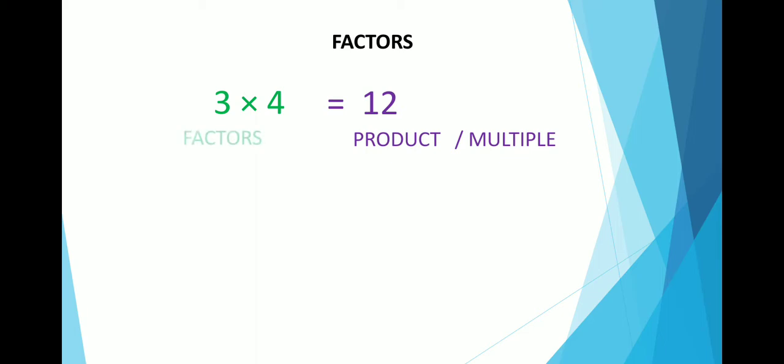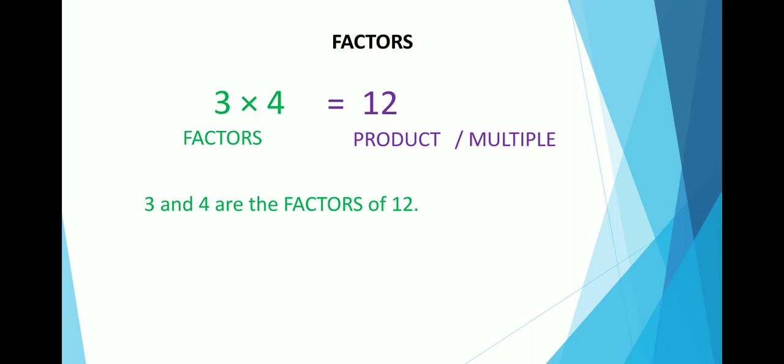So let's take any two numbers, for example 3 and 4, and when we multiply them we get 12 as the answer. Now this 12 is called the product or a multiple, and 3 and 4, which multiply and give 12, are called the factors. Hence we can say that 3 and 4 are the factors of 12.